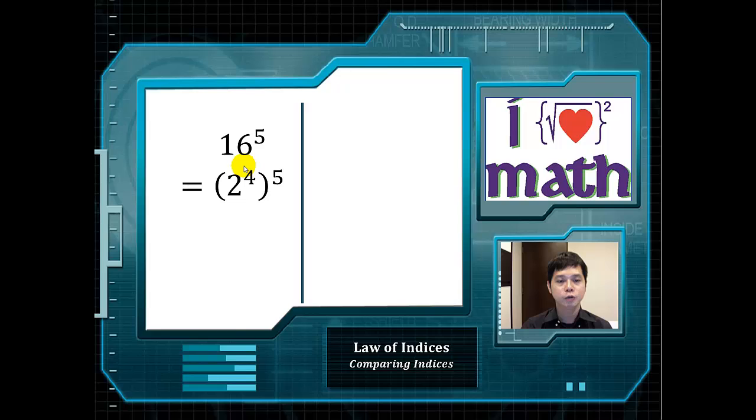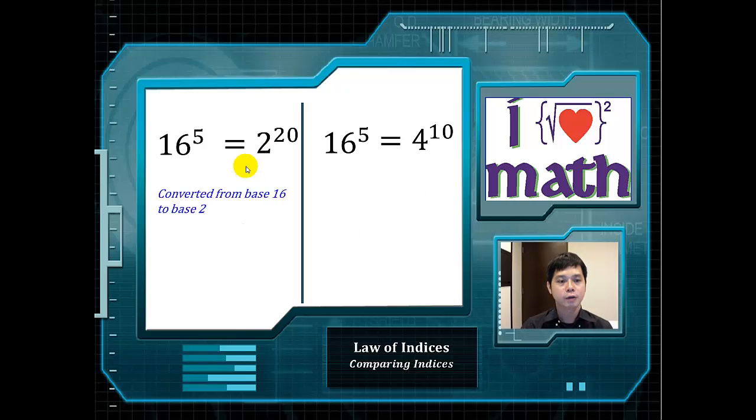Yes, we can convert it to 2 to the power of 4 to the power of 5, because 16 is equal to 2 to the power of 4. Using the law of indices, we have 2 to the power of 20. Can you think of another base that we can convert to? Yes, we can let 16 be 4 squared. Therefore, 16 to the power of 5 is equal to 4 squared to the power of 5, which is equal to 4 to the power of 10. We have converted base 16 to base 2 and base 16 to base 4.